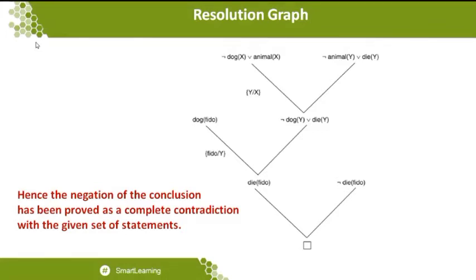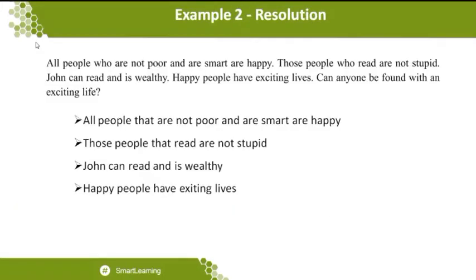So let me go for the next example, which is a much more interesting example. All people who are not poor and are smart are happy. Those people that read are not stupid. John can read and is wealthy. Happy people have exciting lives.